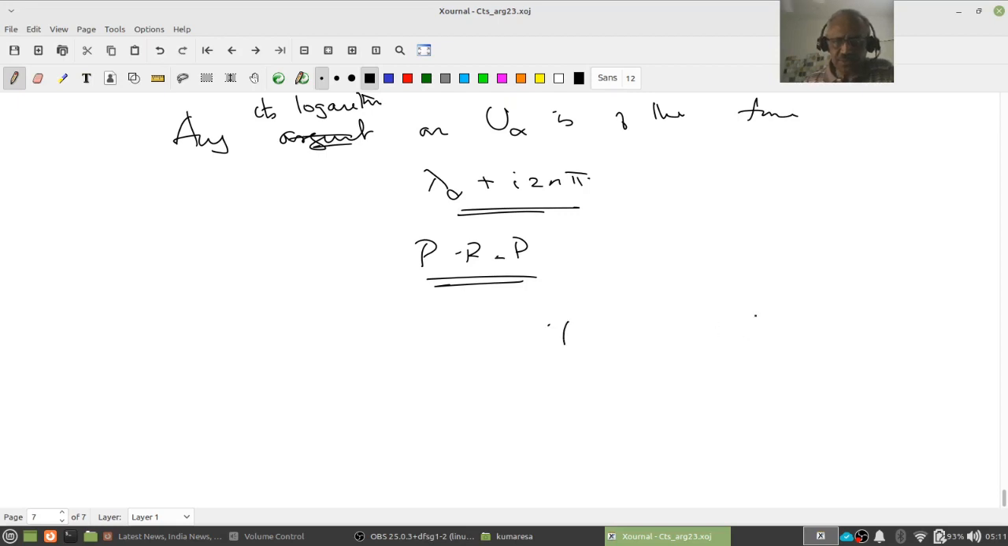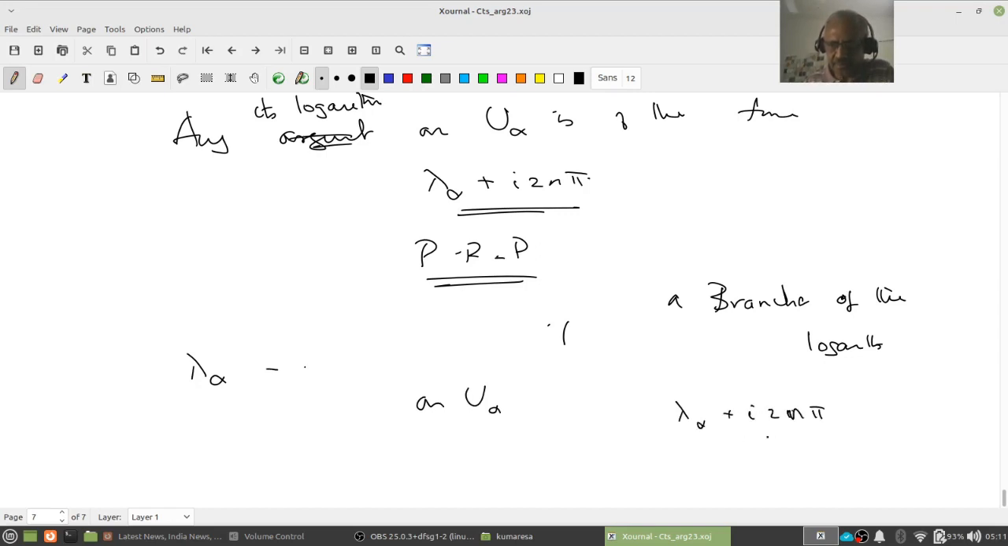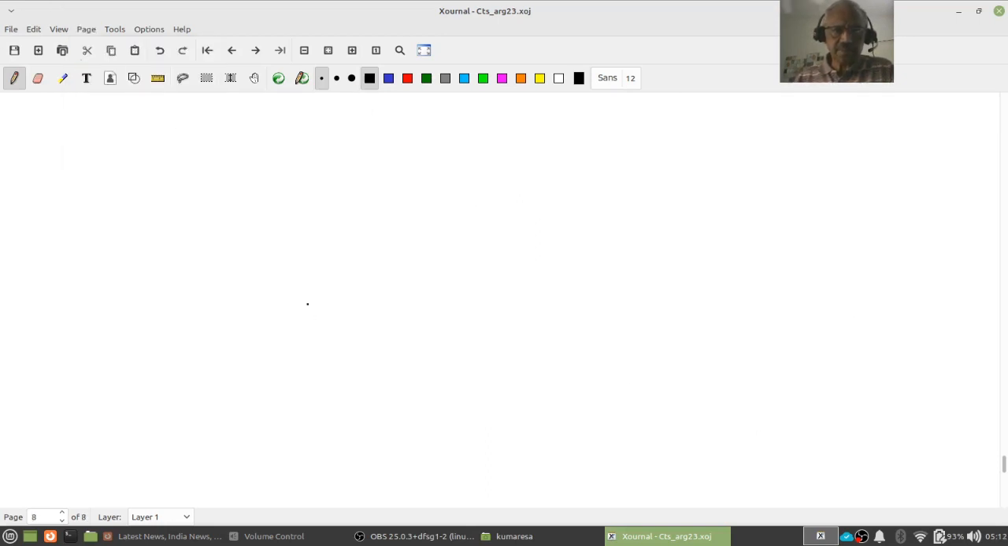I do not use such words usually in my book also. It is called a branch of a logarithm. So lambda alpha is a branch of the logarithm on u alpha, and lambda alpha plus I 2n pi is also a branch of a logarithm. A branch of the logarithm. Okay, right. Now let me go to the next one.